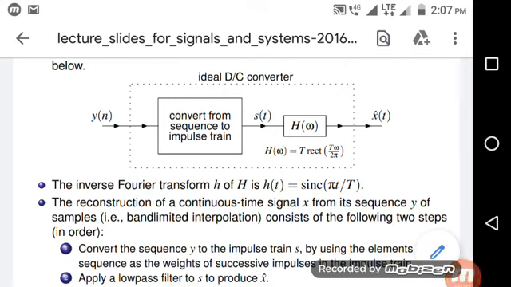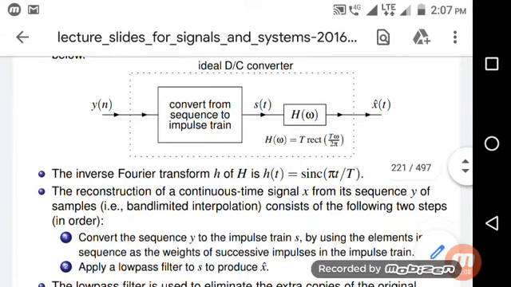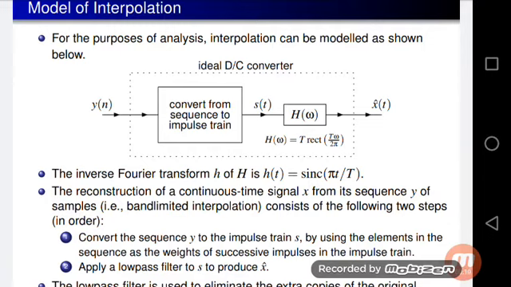Hi everyone. Today we are discussing the model of interpolation. In the previous class we discussed the sampling theorem, or sampling, and now today we are discussing the model of interpolation.